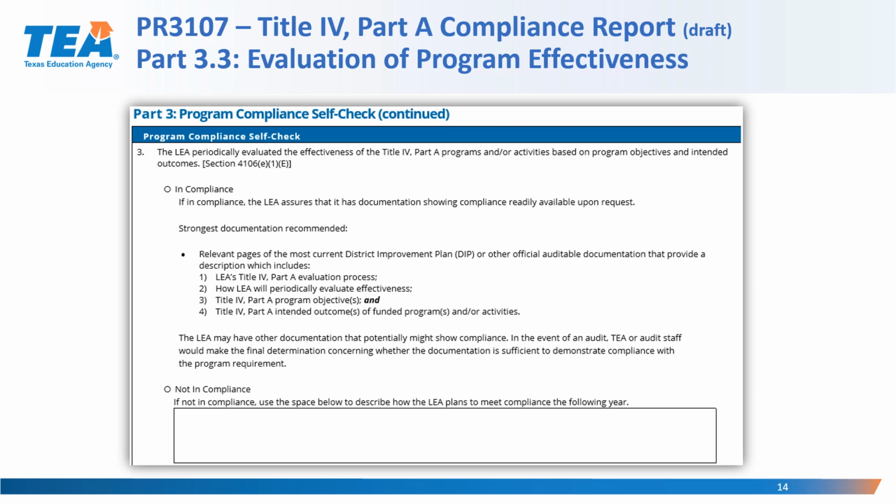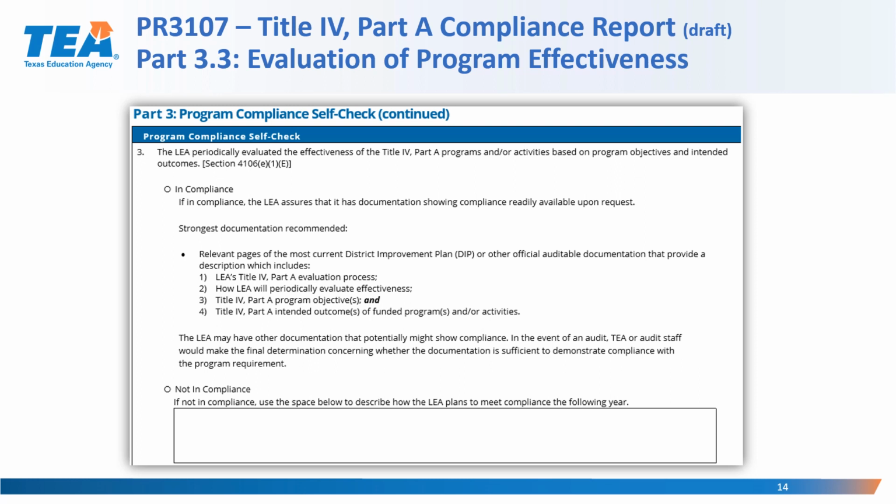To meet program requirement number 3, the LEA must have evaluated the effectiveness of the Title IV Part A program and/or activities based on the objectives and outcomes. If compliance status is met and the LEA assures that it has documentation verifying compliance readily available upon request, click on In Compliance.